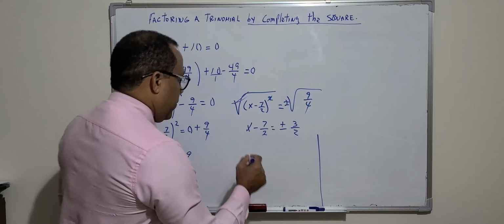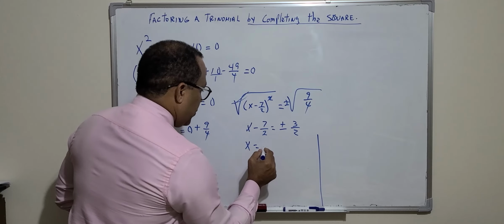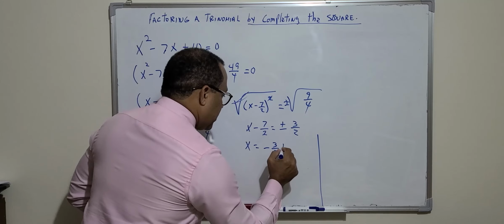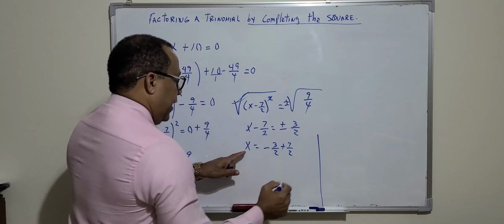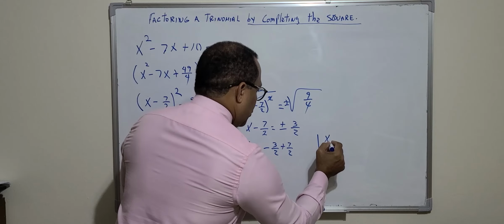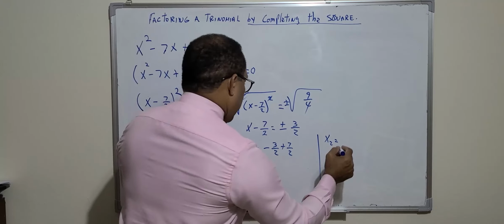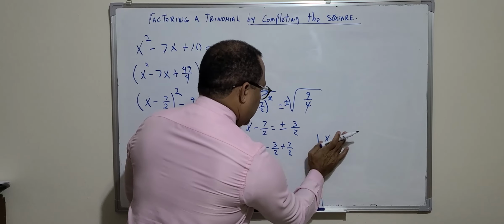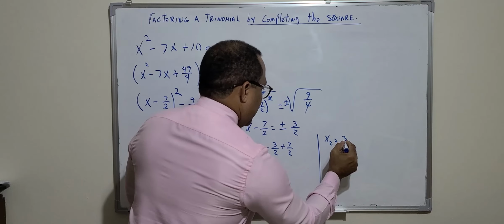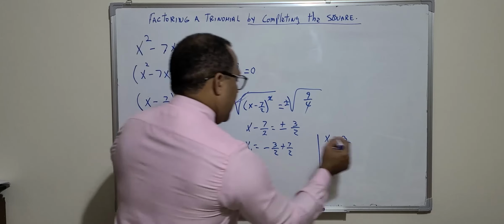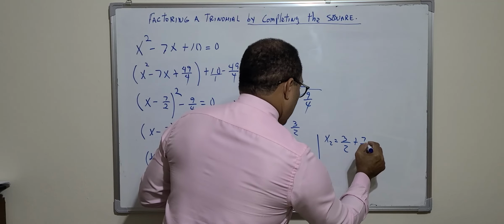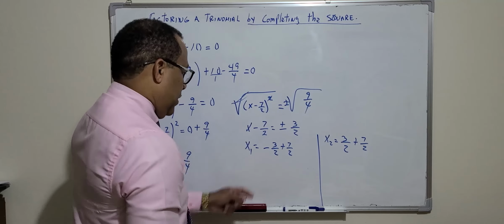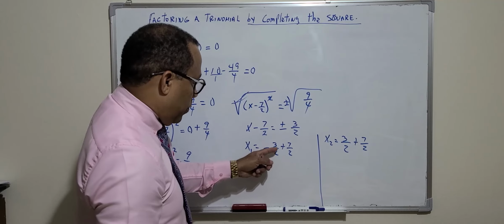The first one will be x equals negative 3 over 2 plus 7 over 2. And the second, this is the first solution, the second solution will be x equals positive 3 over 2 plus 7 over 2. And then we solve each one. This is negative 3 over 2 plus 7 over 2.